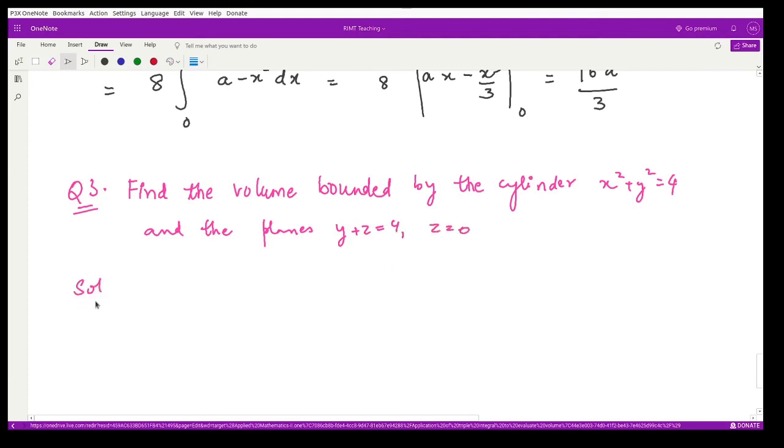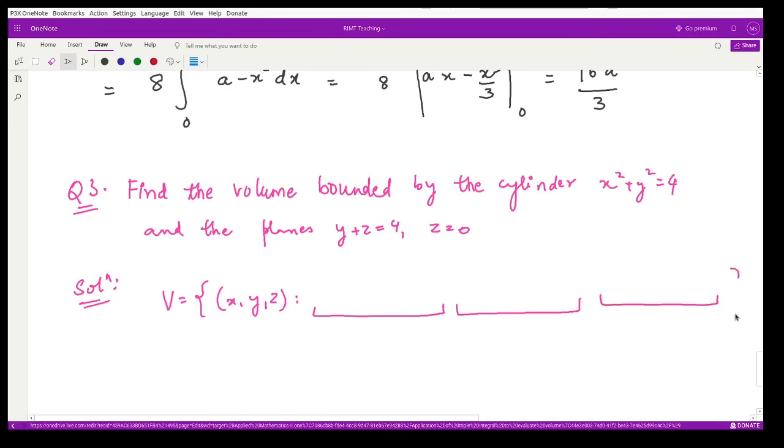So here in this case, what would be our given volume? We have to first determine the limits of integration. So for that, we will define our region V, volume V. So we will write the limits of X, the limits of Y, and then the limits of Z. What would be these limits? Now we have to see from here the values of X, Y, Z.